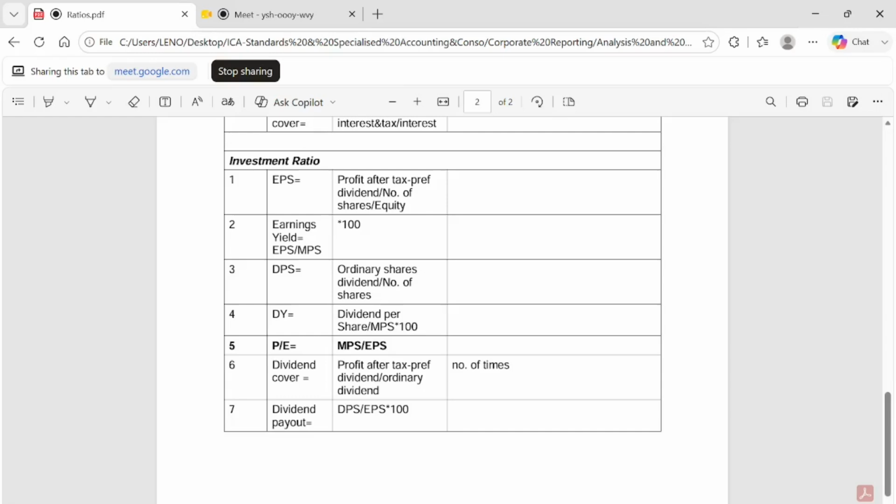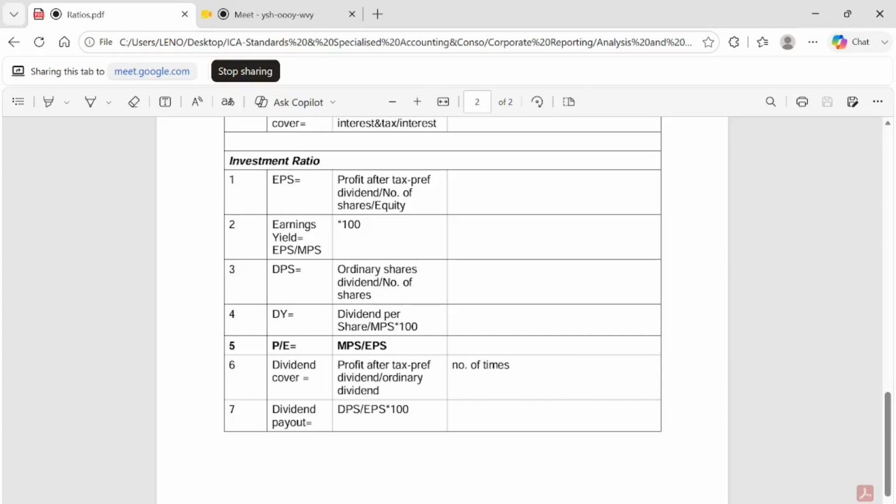So that is the price earning ratio. You use this one to measure how much an investor is willing to pay for every 1 cedi of the company's earnings. So if you are an investor and you want to invest in a company, you can use PE ratio to determine how much you can pay for each unit per share of the company.